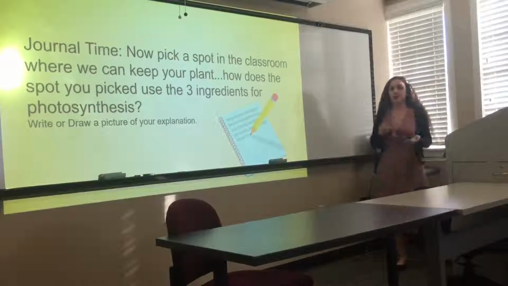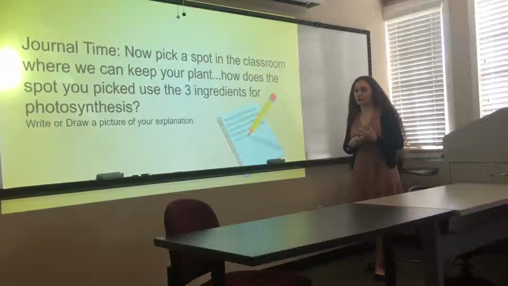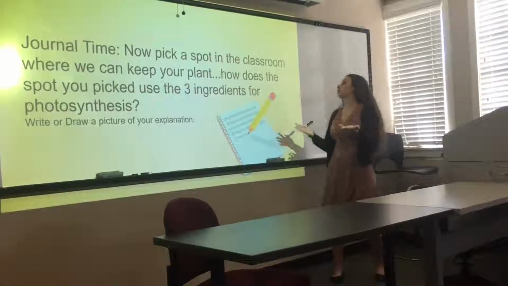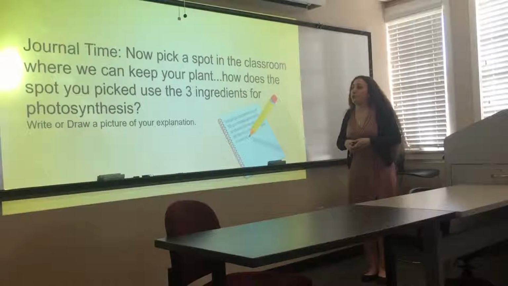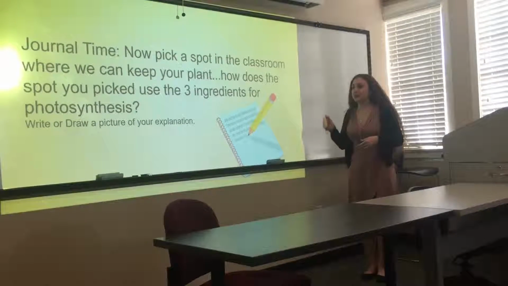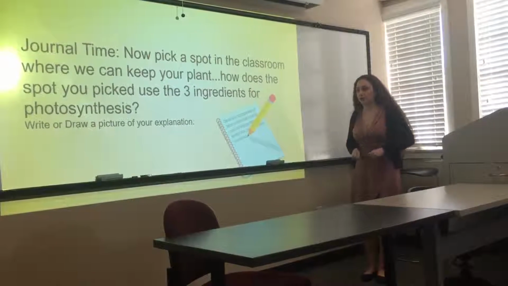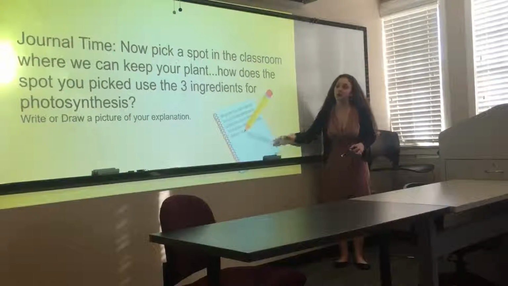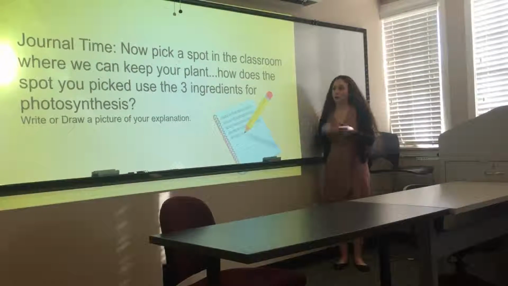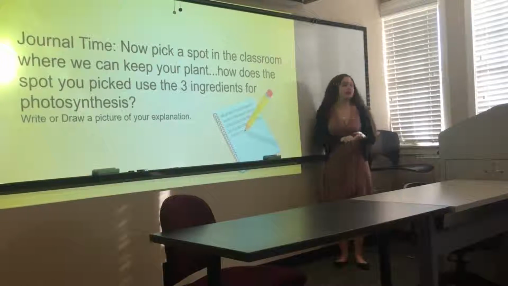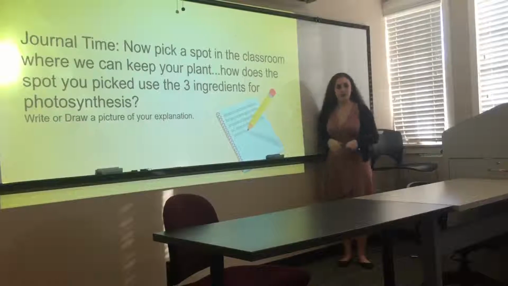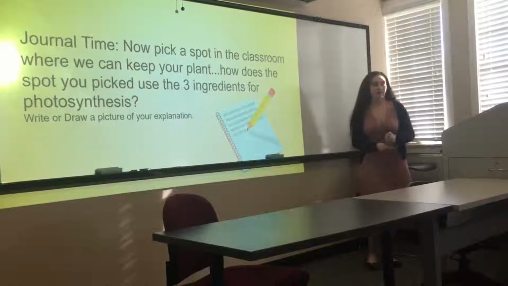Okay, so now that we've investigated the classroom and we looked for products or factors for photosynthesis, I want you to pick a spot in the classroom where you can keep your plant. And how does the spot you pick use the 3 ingredients for photosynthesis? So I want you to write or draw a picture of your explanation in your journal. So pick a spot, where is your spot, and why is that spot good for those 3 ingredients of photosynthesis? Draw it out, write it out, discuss it with your group.